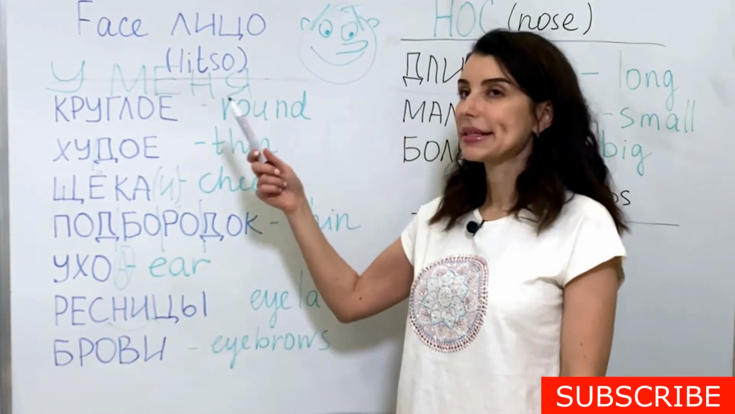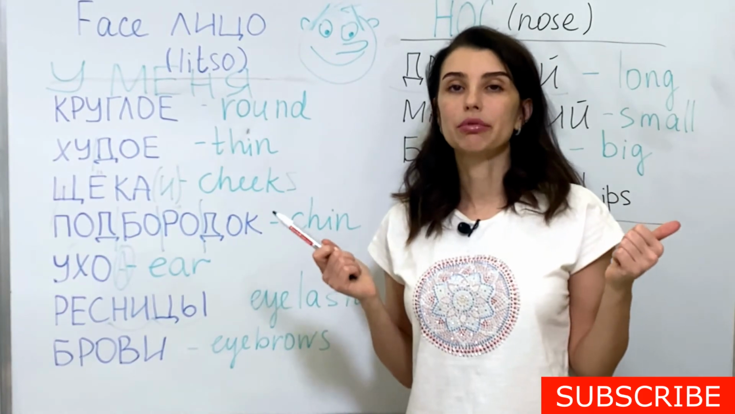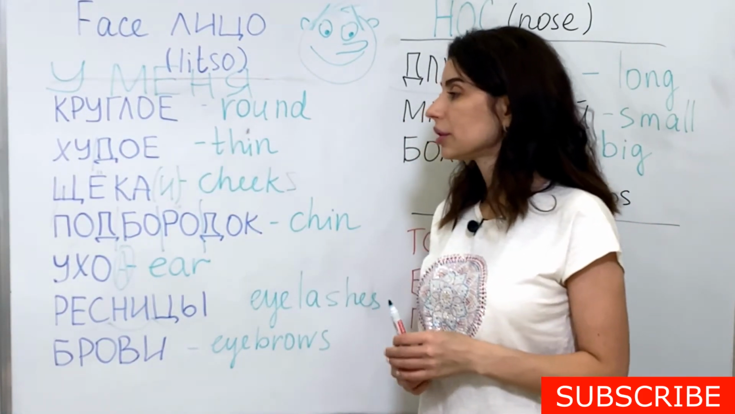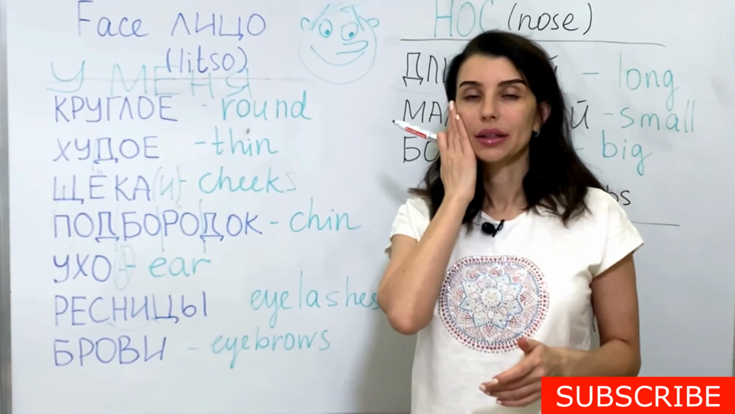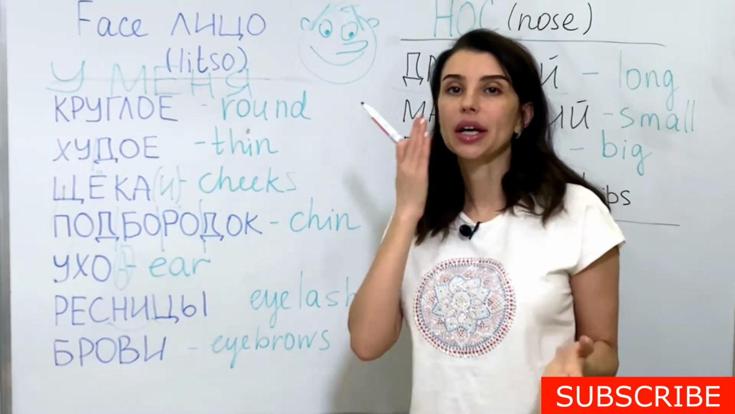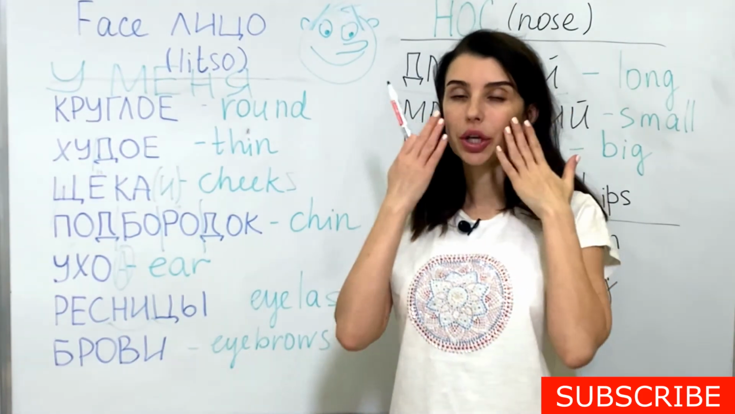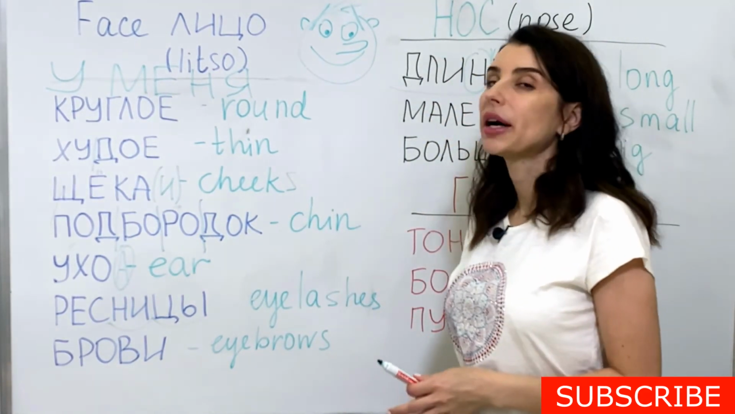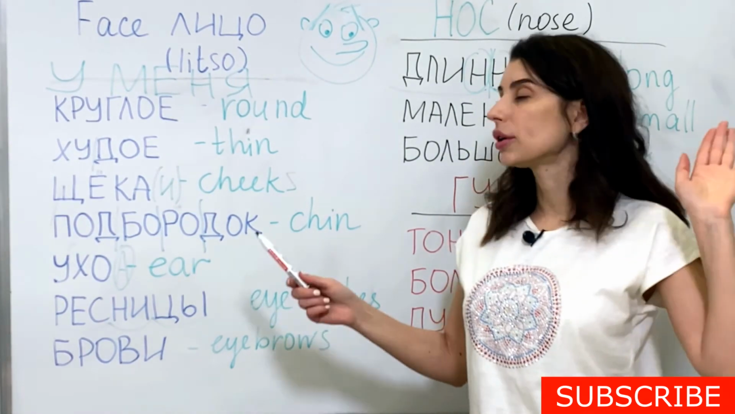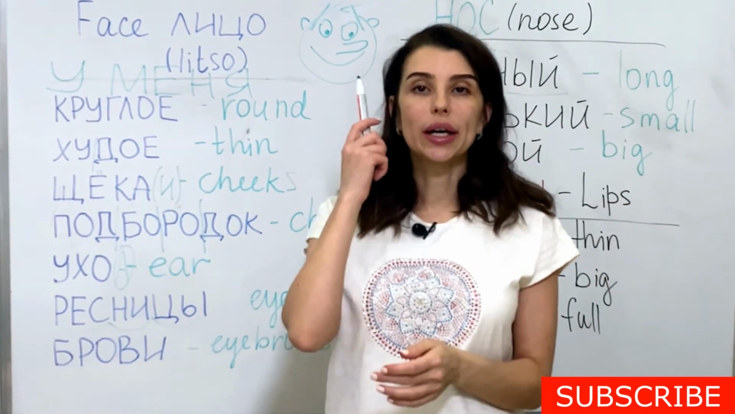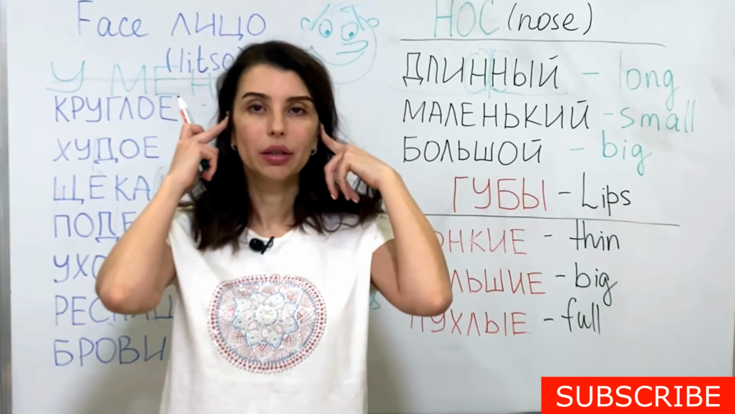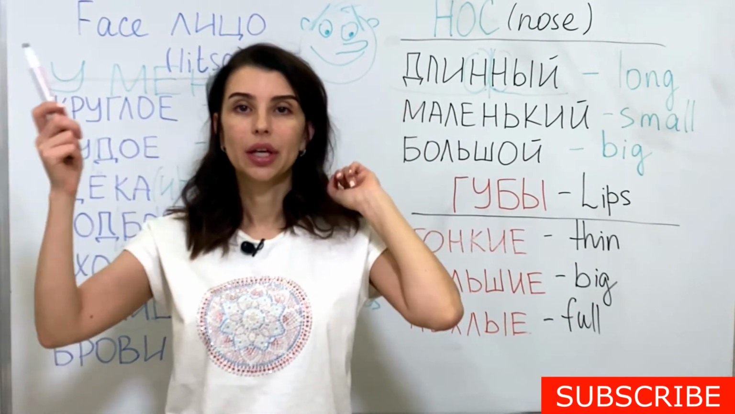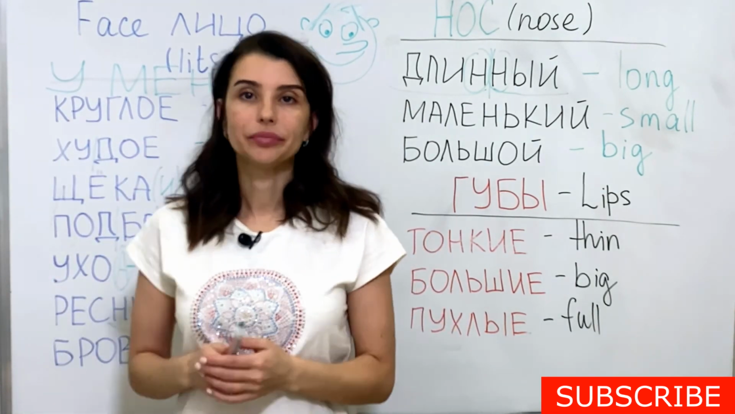And face, круглое, remember, round, thin, худое. Щека, one, another one, щека, cheek, щеки if we are talking about both. Подбородок, chin. Ухо, ear, уши if we are talking about two, right, left, правое, левое.